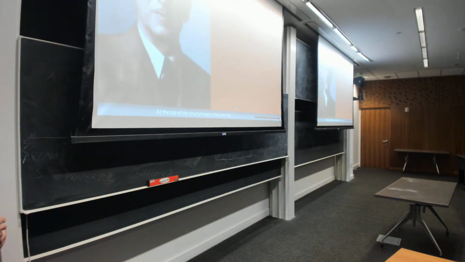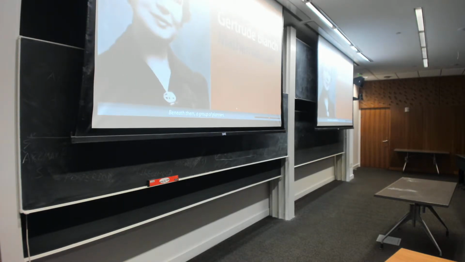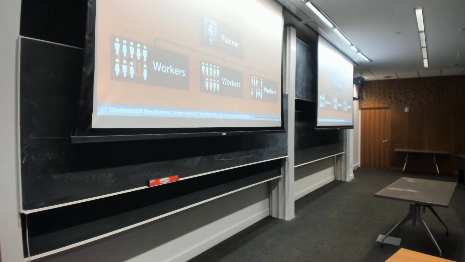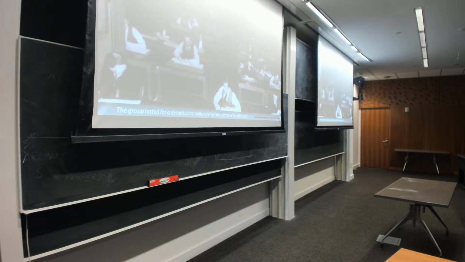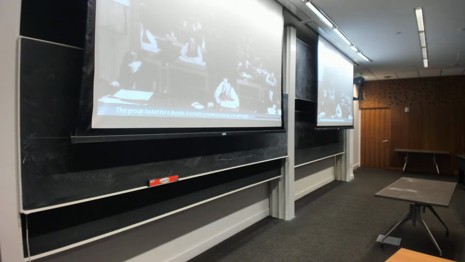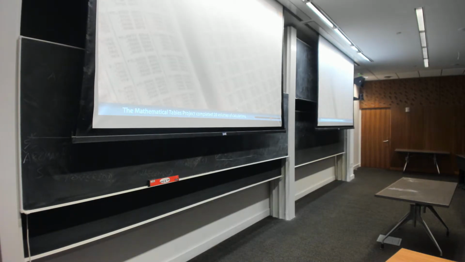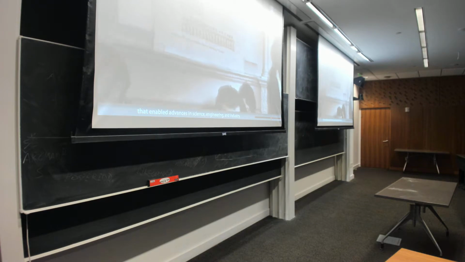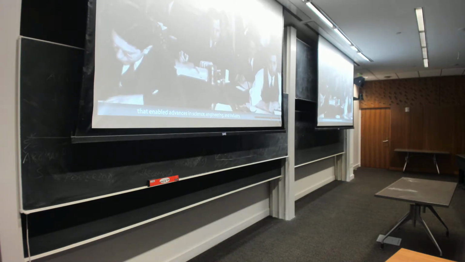They structured this office following a classic model. At the top of the structure were a few scientists. Beneath them, a group of planners. Underneath the planners, there were 450 workers who did the actual computation. The group lasted for a decade. It actually survived the demise of the WPA itself. The Mathematical Tables Project completed 28 volumes of calculations that enabled advances in science, engineering, and industry.